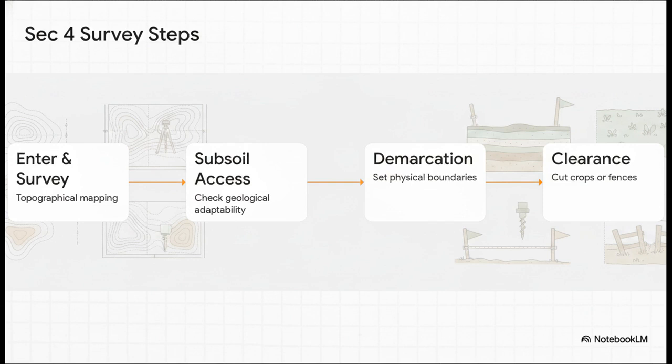The initial legal notice gets published on the official gazette, and then that translates into 4 physical actions on the ground. First, entering and surveying for topographical mapping. Second, subsoil access to figure out geological adaptability. Third, physically demarcating the boundaries. And finally, clearance, which means clearing out things like crops or fences.